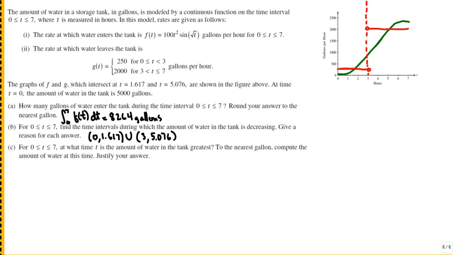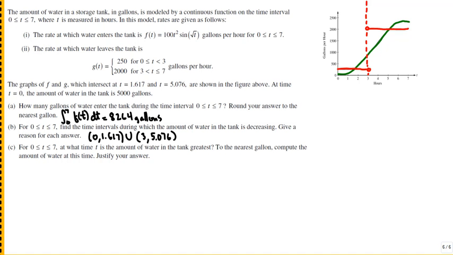From 0 to 1.617 and from 3 to 5.076, over those two intervals, the rate at which water is leaving is greater than the rate at which water is entering, and therefore the amount of water in the tank will be decreasing. Then we want to find, for t between 0 and 7, when the amount of water in the tank is at its greatest, and, to the nearest gallon, compute the amount of water at this time.